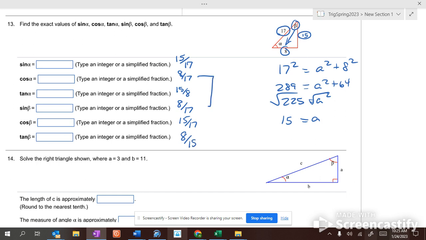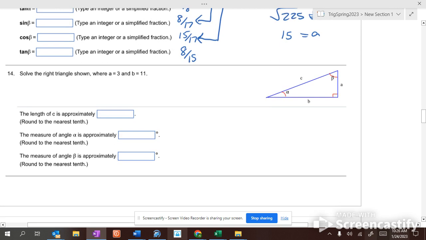Notice how the cosine of alpha is the same as the sine of beta, and the cosine of beta is the same as the sine of alpha. Because if you're working from different corners, you're still working with the same sides that are involved. Okay? All right.